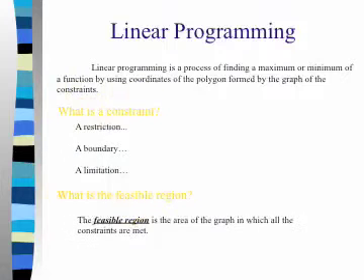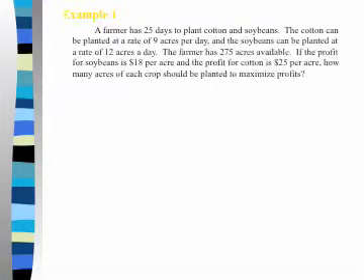That's a really fancy way of saying that a constraint is a restriction, a boundary, or a limitation. It's really our inequalities. And once we've graphed those and we've shaded the regions, we'll have an overlapped region, which is called a feasible region. It's the area of the graph in which all of the constraints are met.